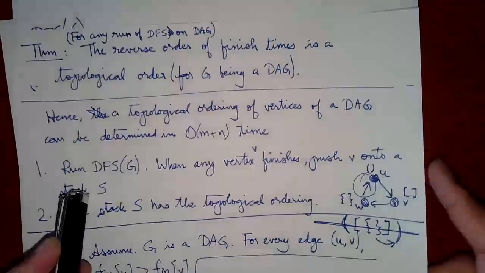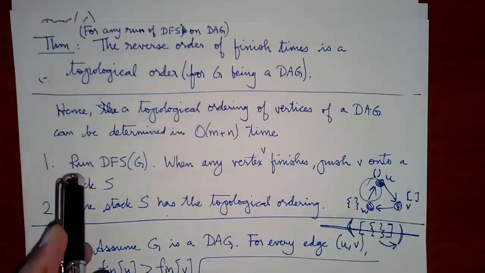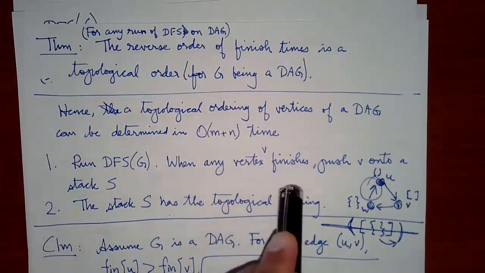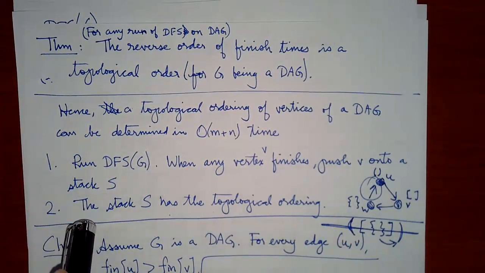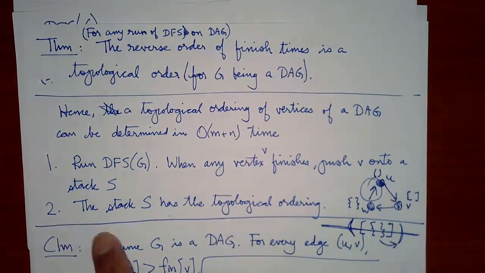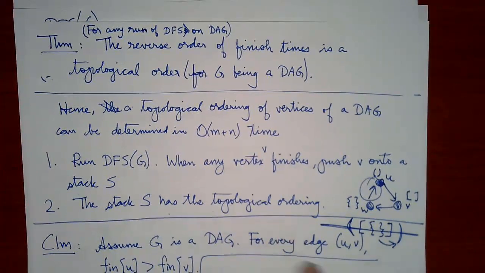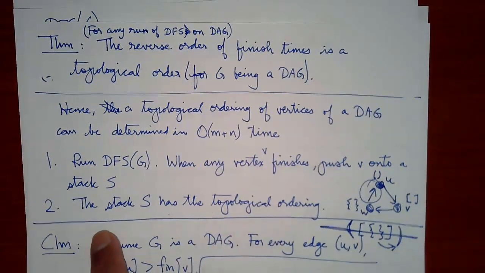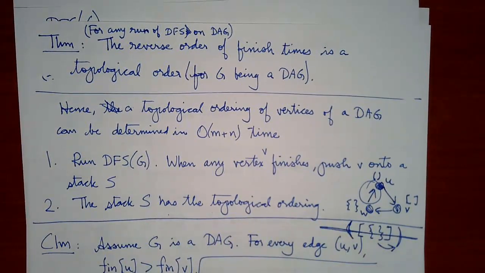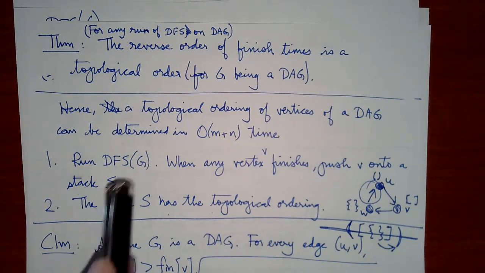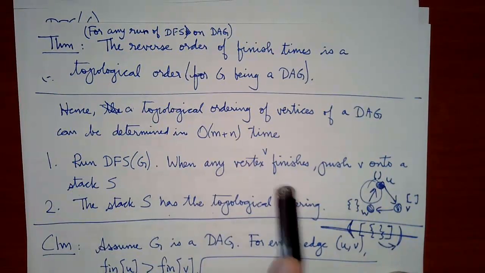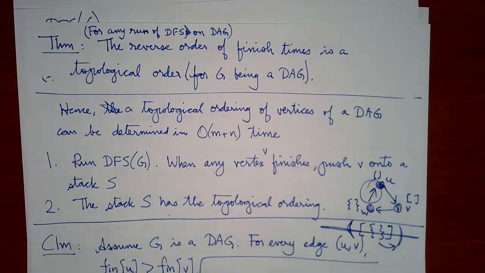We discussed this before. We said that you run depth first search on G. When any vertex finishes, you push v onto a stack. So this has a topological ordering, which would be the reverse order of finish times if it was a topological order. But it's not a topological ordering at this point, but anytime a vertex finishes, you push it onto a stack. And the stack has the right ordering. Does that make sense? Yeah.